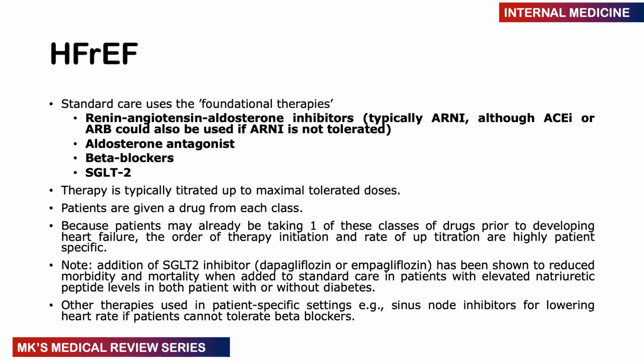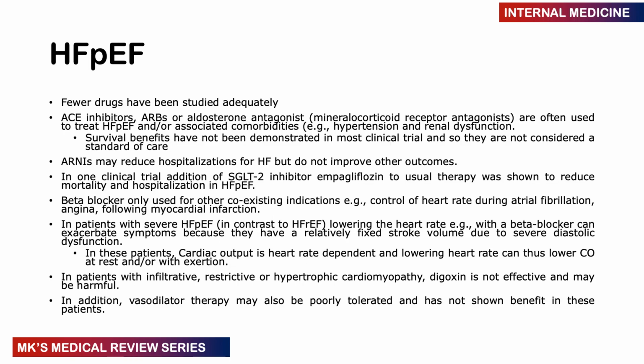Other therapies can be used, such as sinus node inhibitors for lowering the heart rate, especially if those patients cannot tolerate the beta blockers. Then in cases of those that have heart failure with preserved ejection fraction, there are fewer drugs that have been studied. ACE inhibitors, ARBs, and angiotensin receptor blockers can be used to treat heart failure with preserved ejection fraction, especially if they have other comorbidities like hypertension and renal dysfunction.